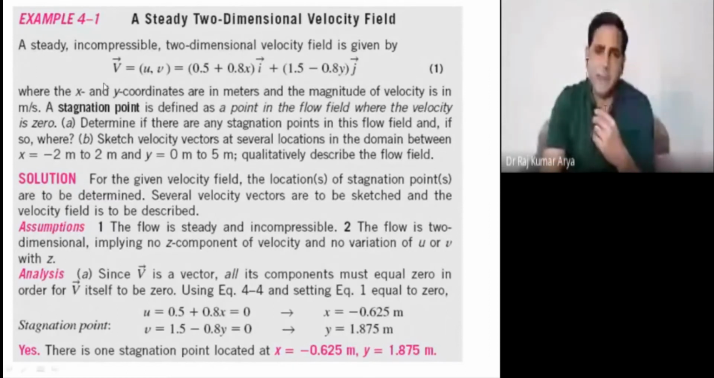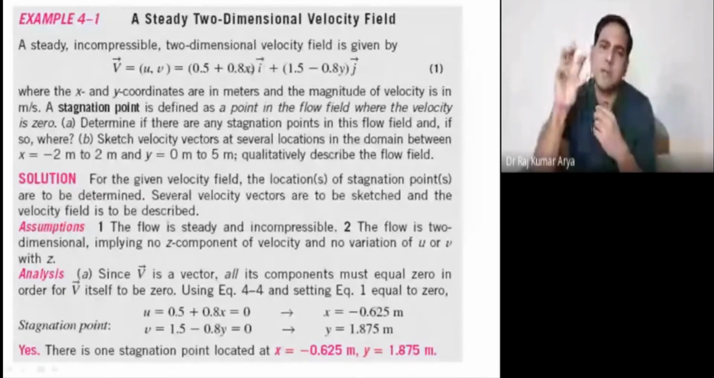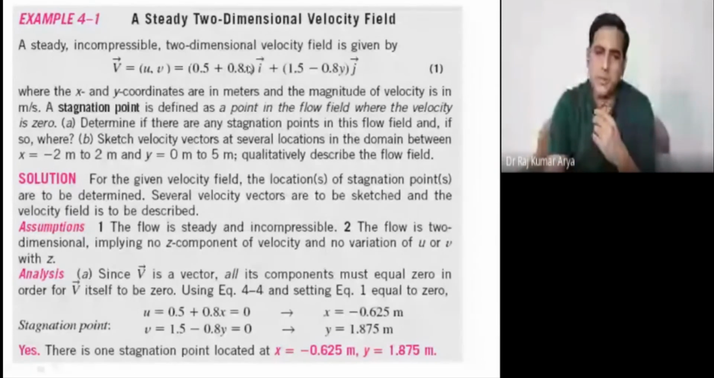Fine. Here the x and y coordinates are in meters and the magnitude of velocity is in meters per second. Now they want to say that a stagnant point is defined as a point where the flow field velocity is zero. So you want to find the stagnant point coordinate where the velocity of this flow field is zero. It means your velocity should be zero. So how can you find that?